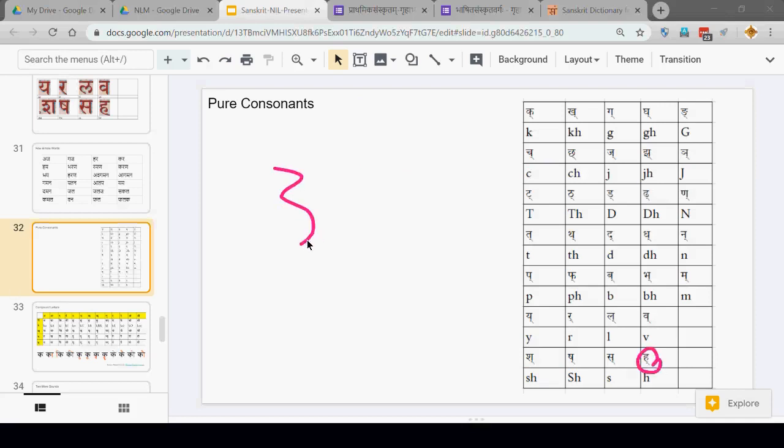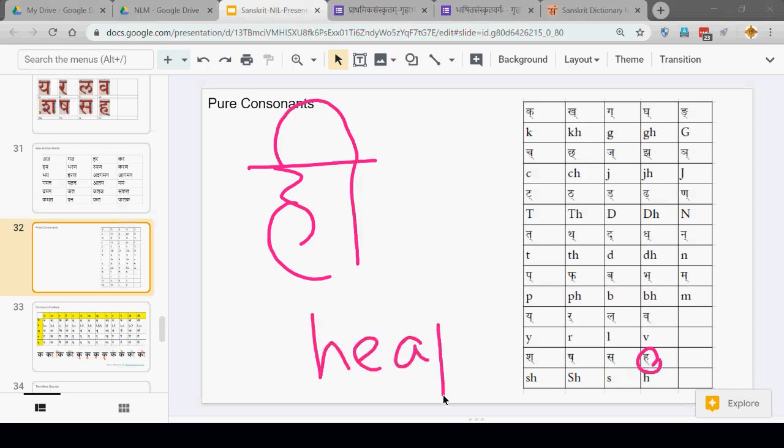Same thing with ha also. So ha, this is the base symbol. This makes it ha, and then if you join these two, it becomes hee, something like in heap, the elongated hee sound, heap.